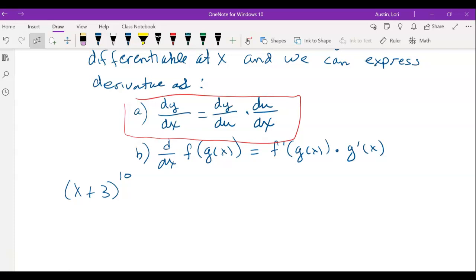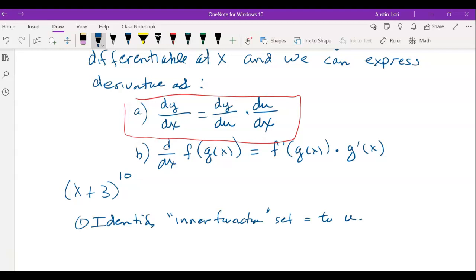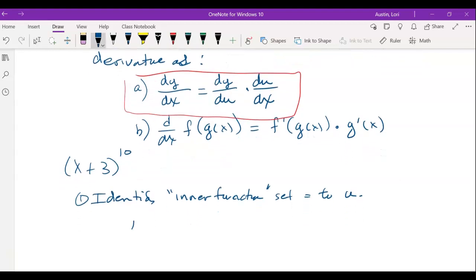So I'm going to say, okay, first thing, identify the inner function. Actually, let me write that down for you. First step, identify inner function. In this case, and set equal to u. So u equals x plus 3. See that?